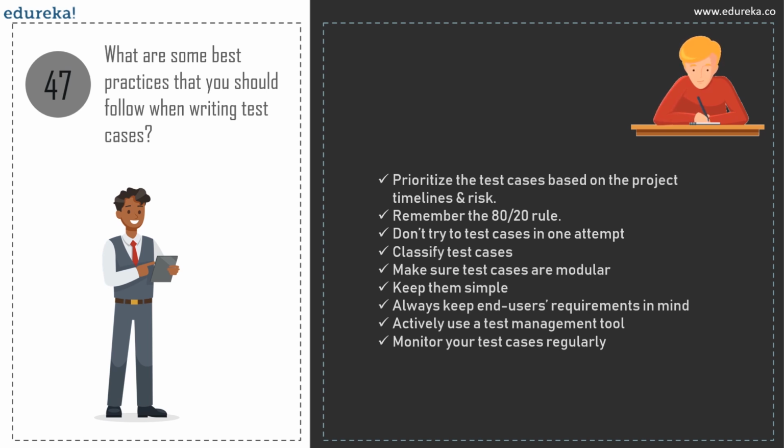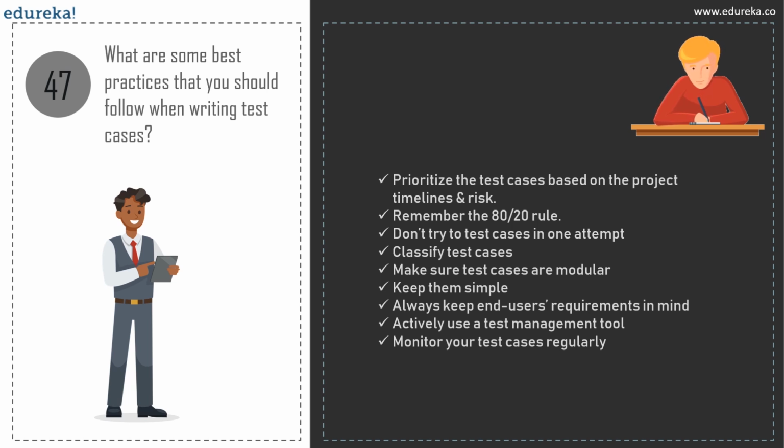And if you go ahead and write your test cases randomly, it will become difficult for you to track later on. For that very reason, you have some practices that you can follow, and it will make it much easier to keep track of your test cases. So first of all, prioritize which test case to write based on the project timeline and the risk factor of your application. Always remember the 80-20 rule.